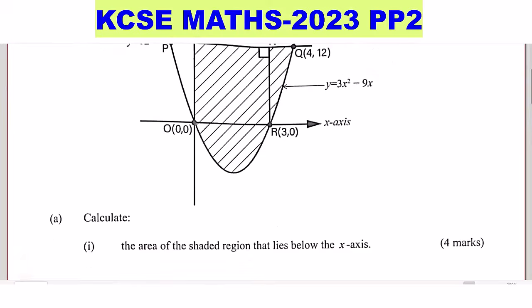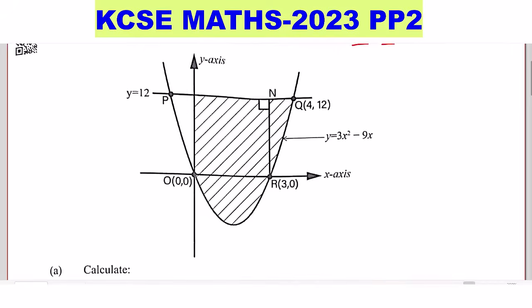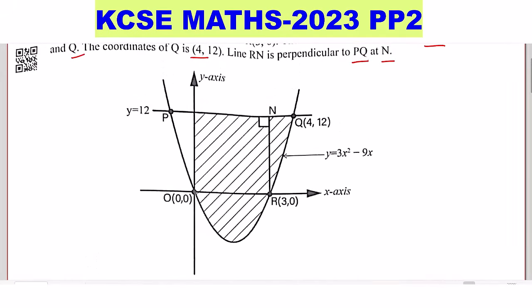Let's go to part A of the question. Calculate the area of the shaded region that lies below the x-axis. So let's identify that area. The required area is here, the one that I'm shading here. So this is the required area.